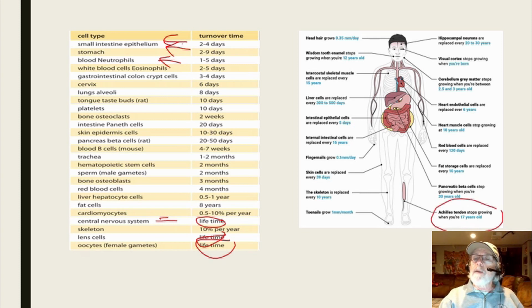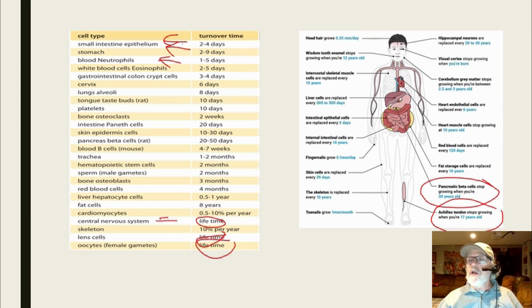Pancreatic beta cells, which make the insulin in your pancreas, they stop growing at about 30 years of age. So what happens is some cells are turning over fast, some cells are turning over very slow, and some cells after a certain point don't turn over at all. They're not growing, they're not multiplying, they're not dividing at all. Okay, so that's what we talk about.